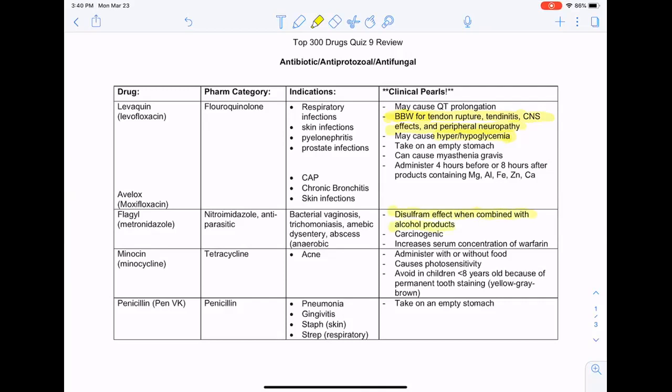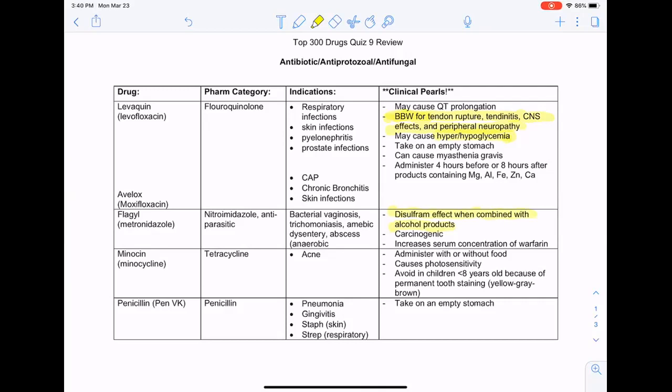So does anybody know, this is kind of weird because I literally can't see any of you guys, but does anybody know what a disulfiram effect is? Does it make you throw up? Yes, exactly. Good job. Thank you for participating.